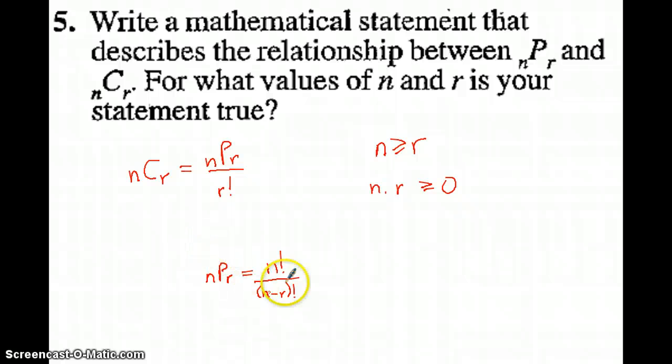Sorry, I had a little video glitch here. Here's the definition of NPR. NCR then is just, we'll take that and divide it by R factorial. Now we're talking about NCR. If I divide this one by R factorial, I have to divide this one by R factorial too. And we also now have the definition.